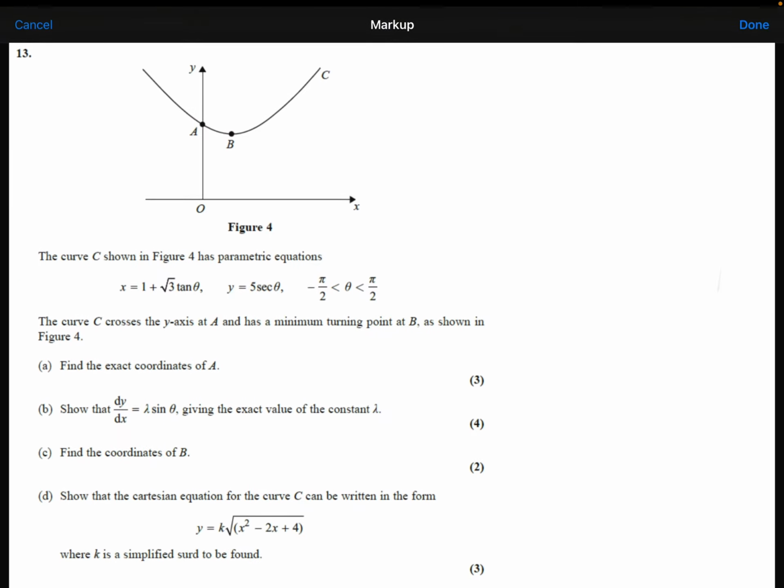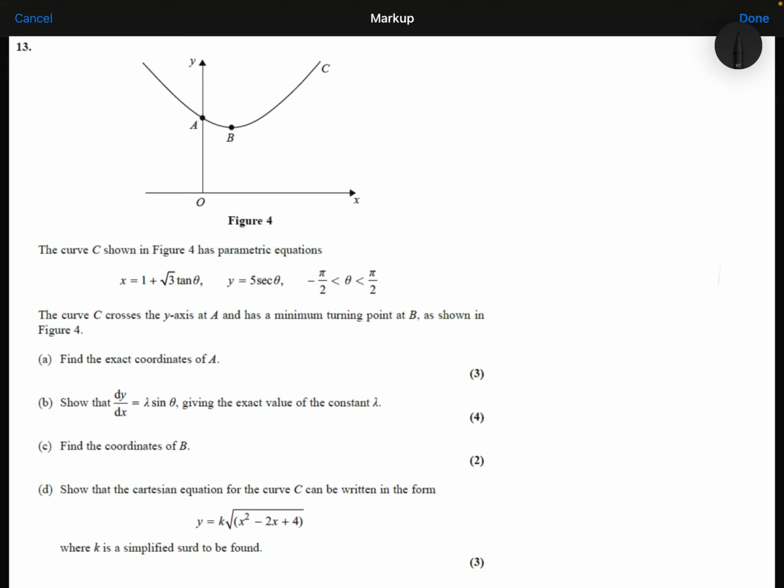Part B. Show that dy by dx is lambda sine theta, given the exact value of the constant lambda. So dy by dx, our gradient function. In terms of parametric equations, I can use the formula dy by d theta divided by dx by d theta. Differentiating my x equation, the 1 will differentiate to be 0. The root 3 tan theta will differentiate to be root 3 sec squared theta.